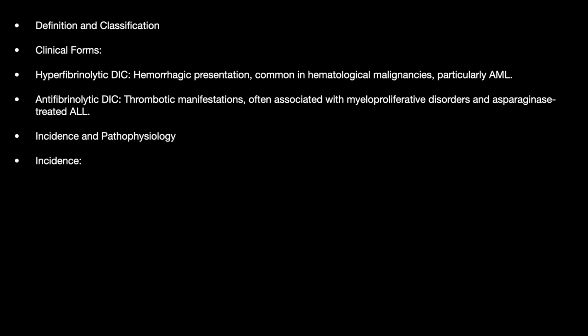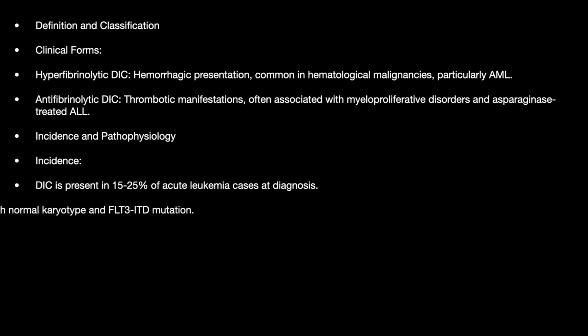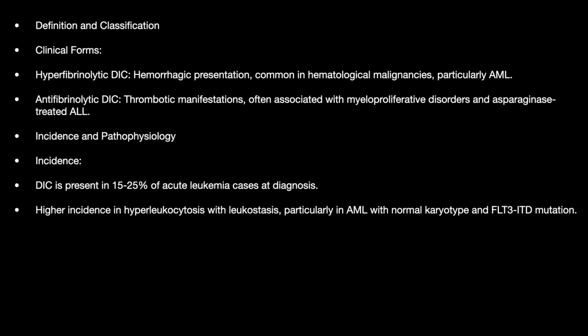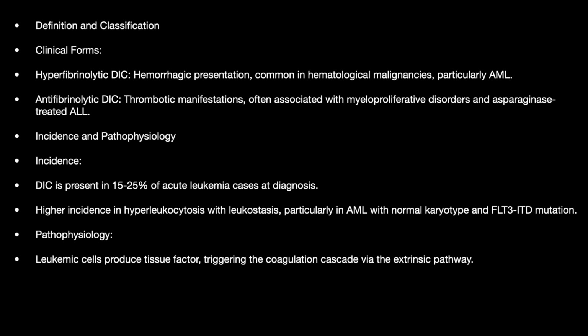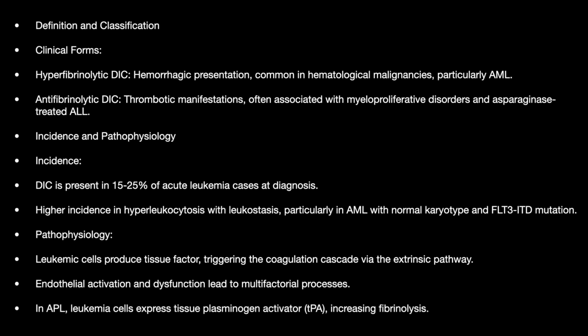Regarding incidence and pathophysiology, the incidence is around 25% in acute leukemia, with a higher incidence in hyperleukocytosis and leukocytosis, particularly in AML with normal karyotype and FLT3-ITD mutations. The pathophysiology is that leukemic cells produce tissue factor, which triggers the coagulation cascade via the extrinsic pathway. Endothelial activation and dysfunction lead to multifactorial processes. In APL, leukemic cells express tissue plasminogen activator, increasing fibrinolysis.